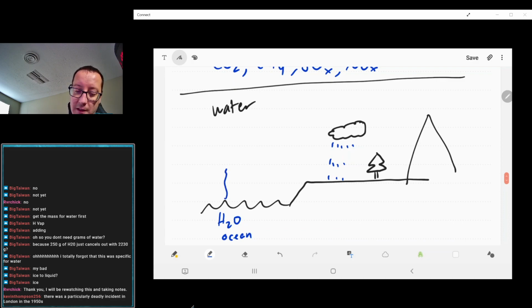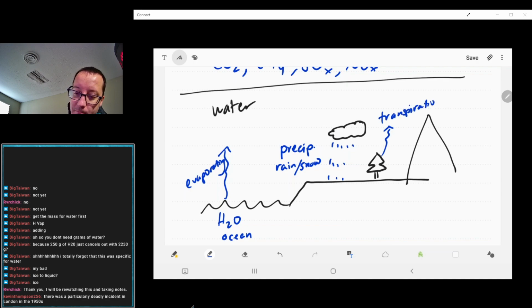We know that water is evaporating all the time. We know that water also precipitates as rain and snow, either going onto land as rain, or onto higher elevation areas as snow, or colder areas. Plants give it off through a process called transpiration. There's also evaporation that happens here. We also have evaporation from land, of course. We have snow on these mountains. That comes from precipitation.